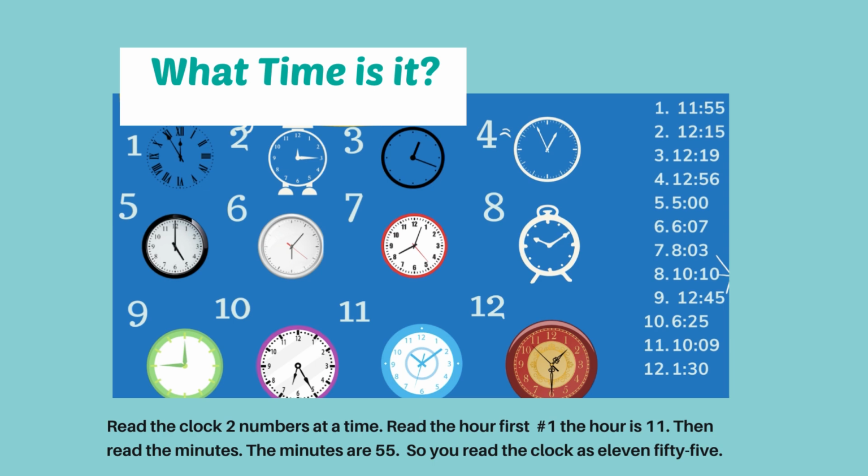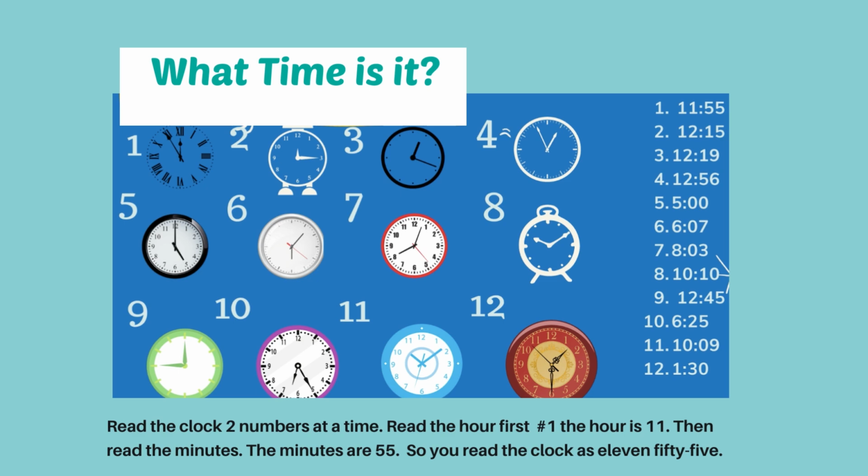So let's take a look at this. What time is it? How do you read the clock? Number 1, it's 11:55. Number 2, 12:15. Number 3, 12:19. Number 4, 12:56. Number 5, 5 o'clock. Number 6, 6:07. Number 7, 8:03. Number 8, 10:10. Number 9, 12:45. Number 10, 6:25. Number 11, 10:09. Number 12, 1:30.